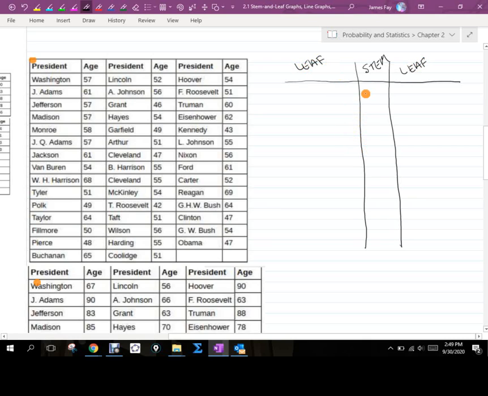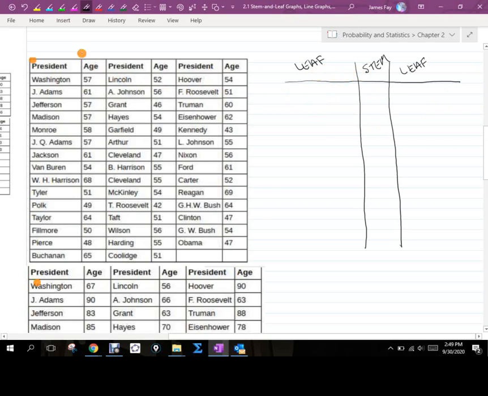All right, so with a side by side, you're going to put your stem in the middle, and you're going to have leaves on the right hand side and leaves on the left hand side. Now, on each side, you're going to have to decide what data is going to follow here.